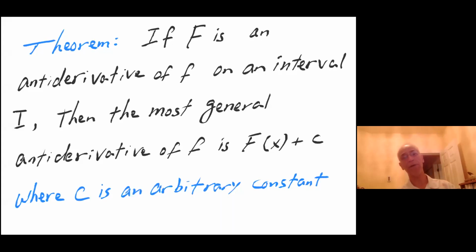Hello, Math 151. Up to now, we learned how to find the derivative of a function. And now the natural question to ask is, what if I knew the derivative of a function and I wanted to know what the function itself is? Could I do that? And the answer is yes.